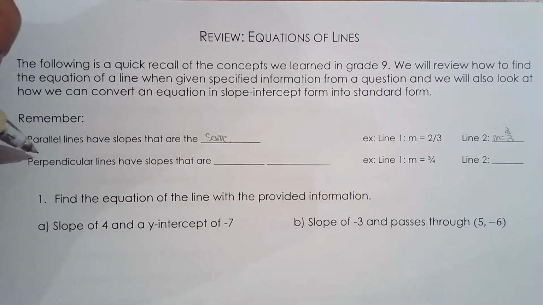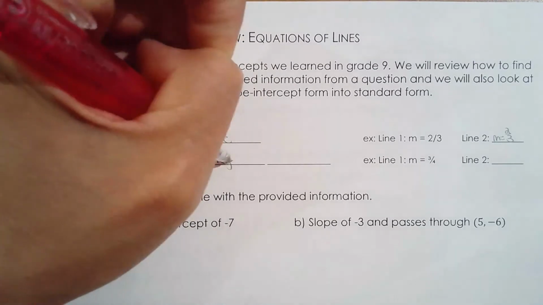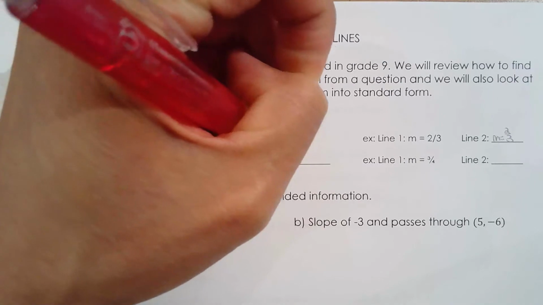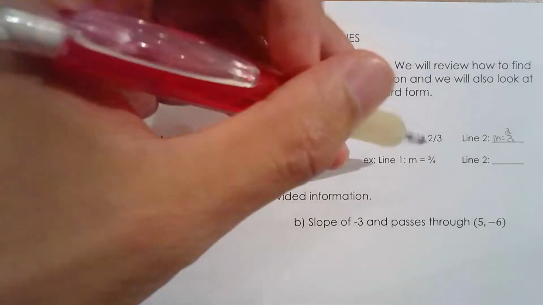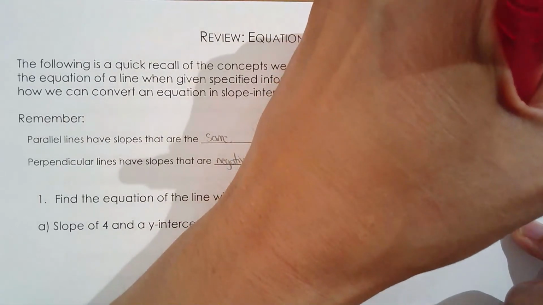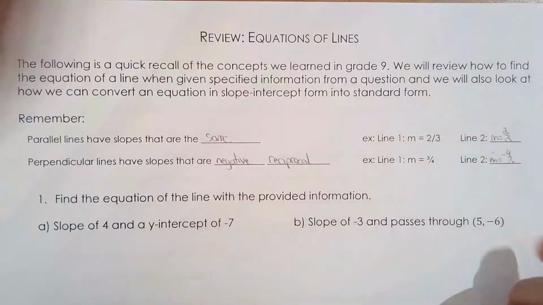What about perpendicular lines? Perpendicular lines have slopes that are negative reciprocal. So if line 1 has a slope of 3/4, then line 2 has a slope of negative 4/3.